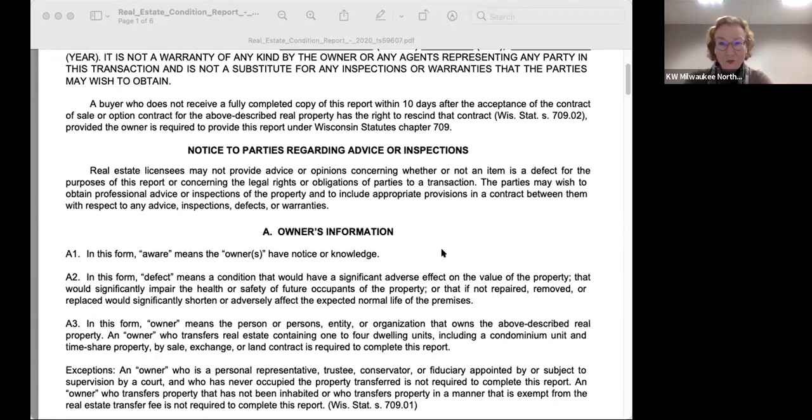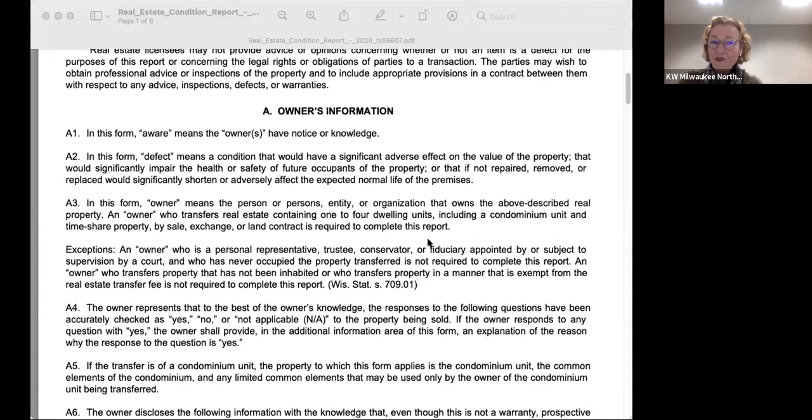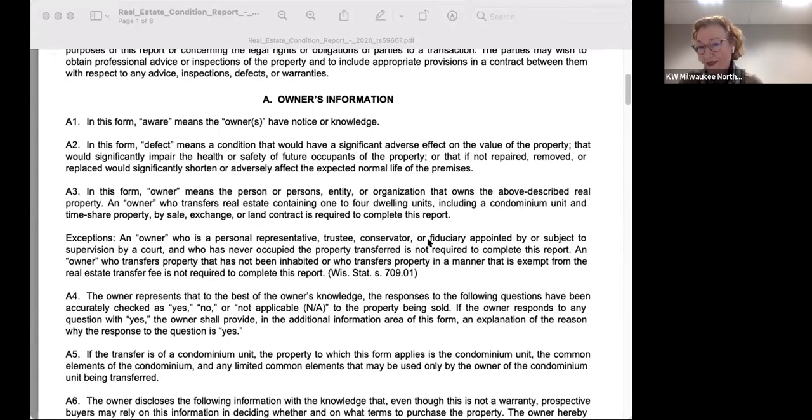So if they have any inspection reports, they can add that to the condition report, or they can attach it to the condition report for the buyer to see, or they can just fill out their condition report based on previous inspections. And in this form, aware means the owners have knowledge or have been given notice. And that would be like a previous inspection or something. In this form, it defines the word defect again.